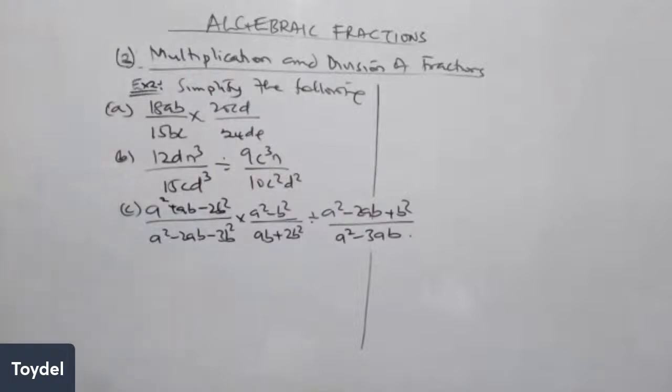So these are the three examples that we are going to check here. So how do we solve this? That's what we are about to do. Under simplification, this is multiplication and division of fractions. So what do we do here?